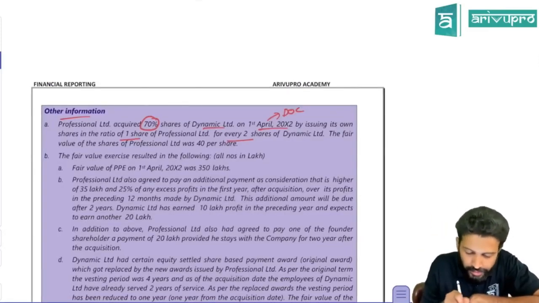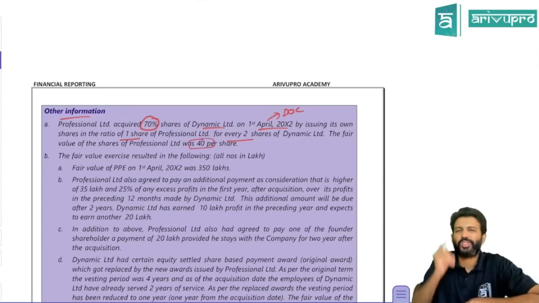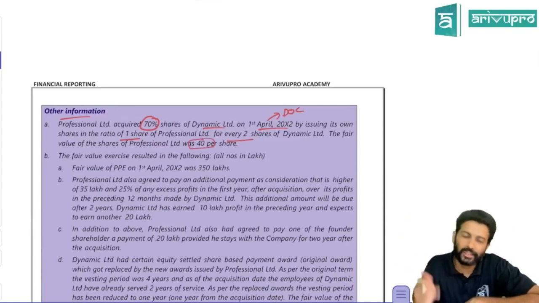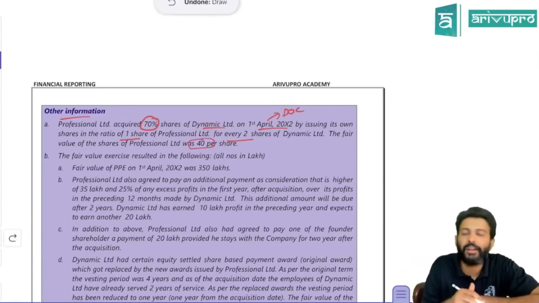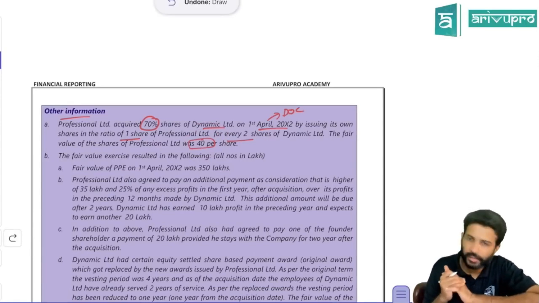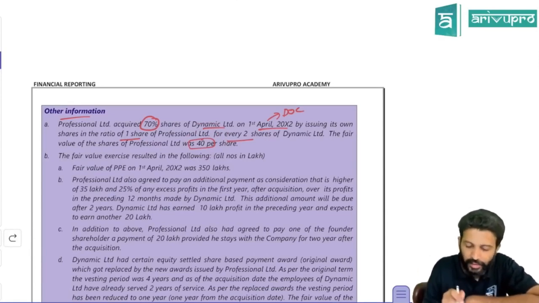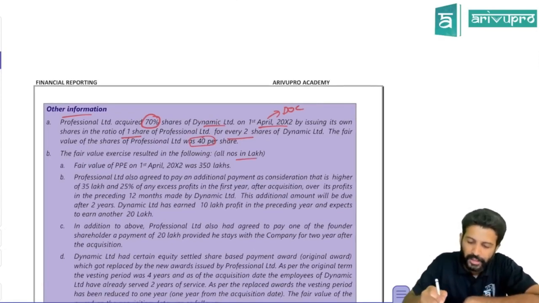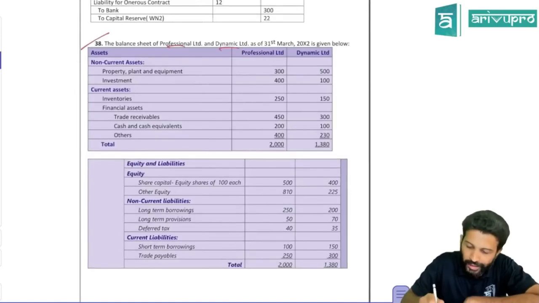The fair value of shares of Professional Limited was 40 rupees. You are issuing the shares, so you need to know the value of the shares. That's the reason the acquirer's share value they've given is 40 rupees. The fair value exercise resulted in the following. All the numbers are in lakhs. I think previously also all the numbers were in lakhs only.